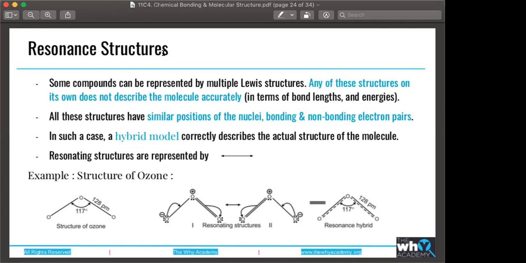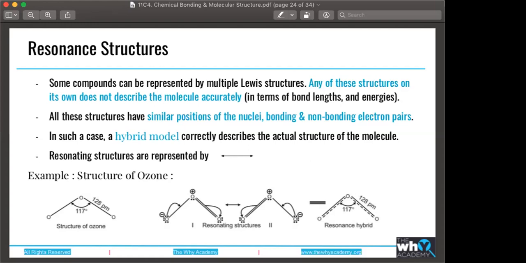Coming to resonance structures. Some compounds can be represented by multiple Lewis structures. Now, any of these structures on its own does not describe the molecule accurately. If you measure the bond length, the bond enthalpy, and all of these quantifiable things, it's not going to be accurate to what is drawn in the Lewis structure.